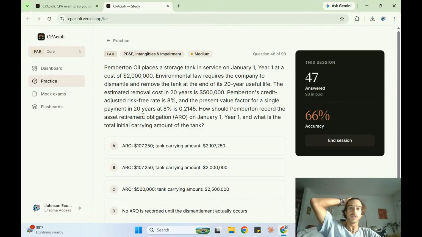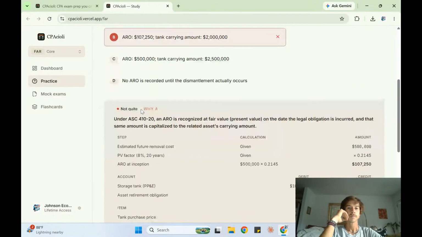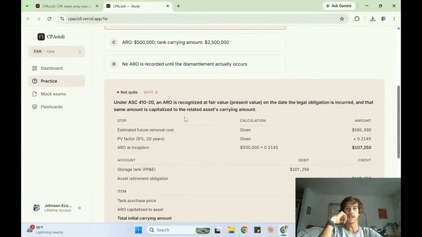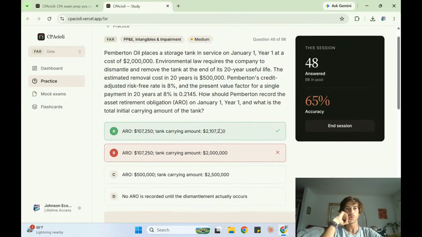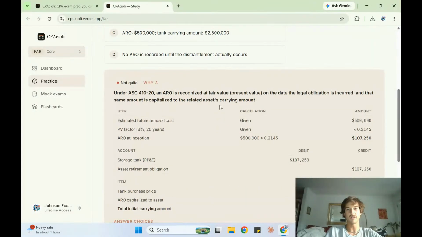Real cost in 20 years is $500K. Credit risk-free rate is 8%. Oh, goodness. I don't remember this. I'm going to guess and read the explanation. Let's see. Under ASC, okay, an ARO, asset retirement obligation, is recognized at fair value on the date the legal obligation is incurred, and that same amount is capitalized to the related asset's carrying amount.